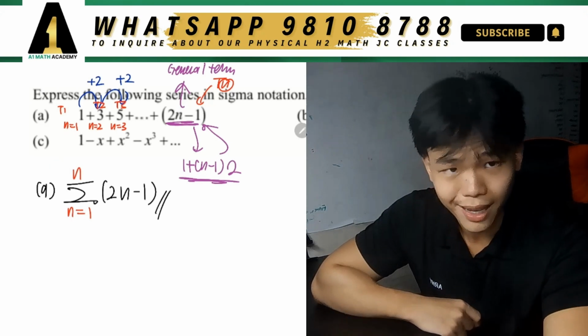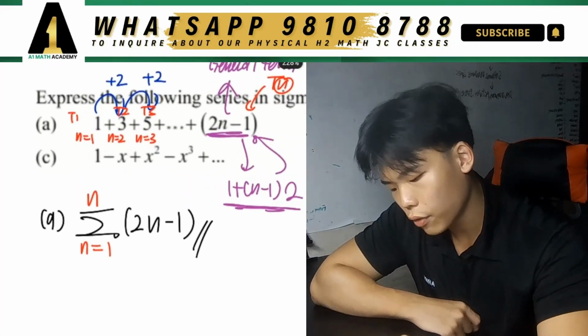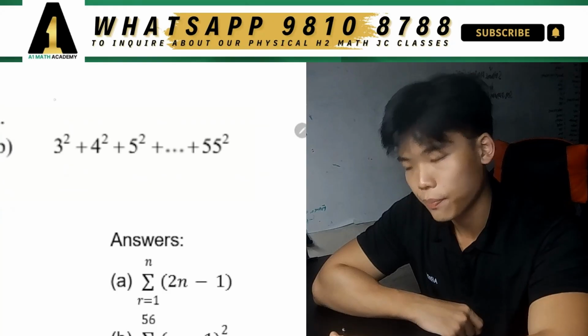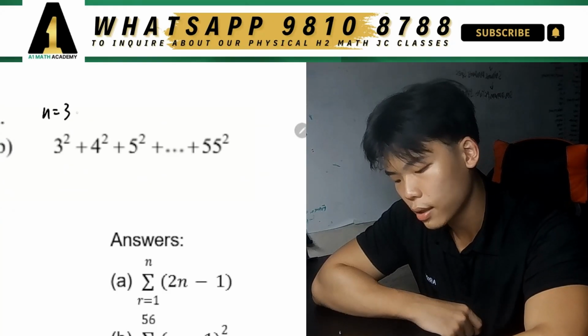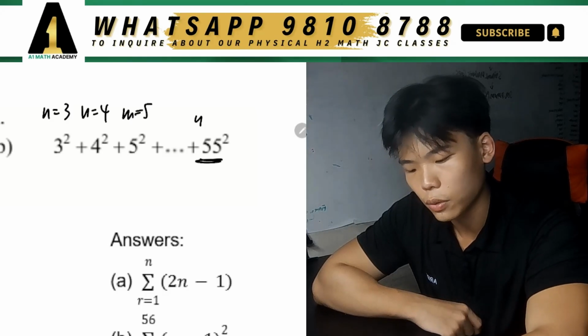So you don't need to write the n equals to on top, it's automatically taken that is there. Okay, now for part B over here, you can see that there's a slight trend, right? If this is n equals to 3, n equals to 4, n equals to 5, and then this goes all the way until n equals to 55.